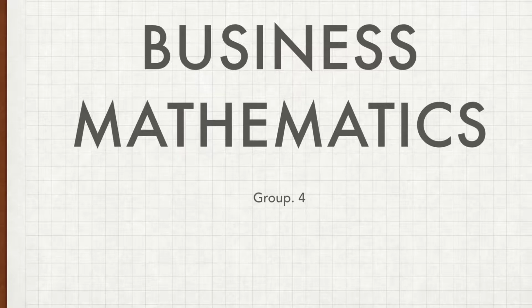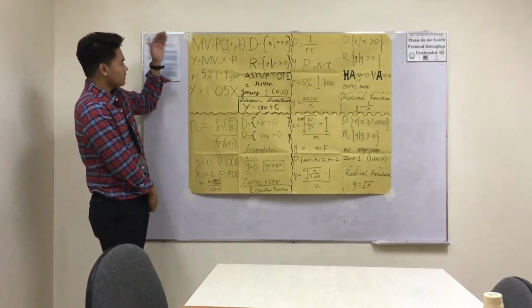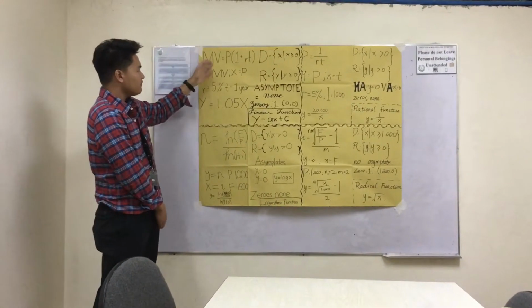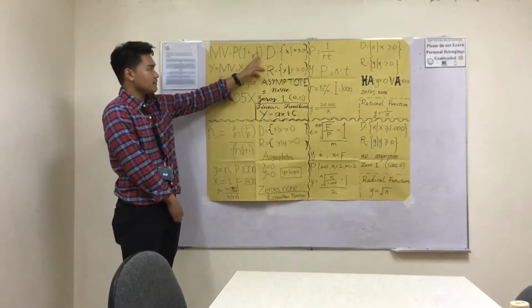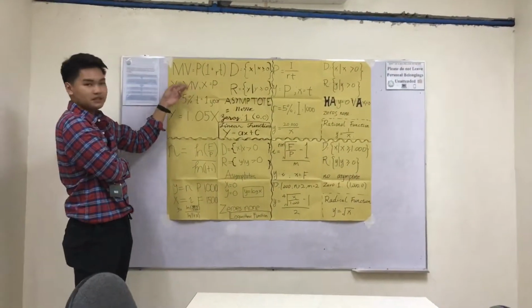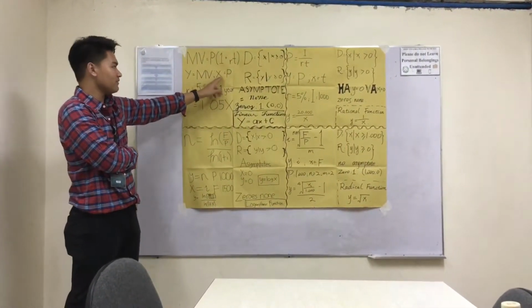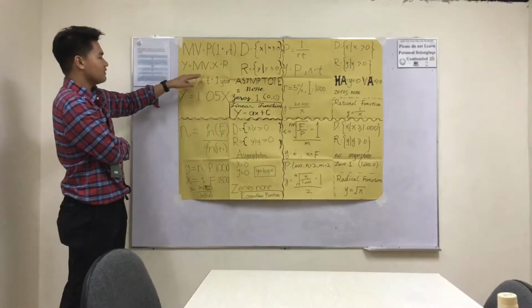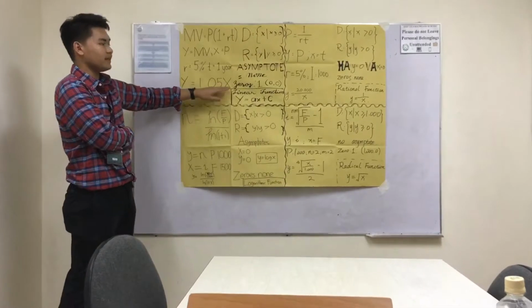Our field of endeavor is business math. It shows the formula of the maturity value, which is MV equals the principal times 1 plus rate times time. We set the maturity value to be the dependent variable and the principal to be the independent variable. As we substitute this in the formula, we can get 1.05x.